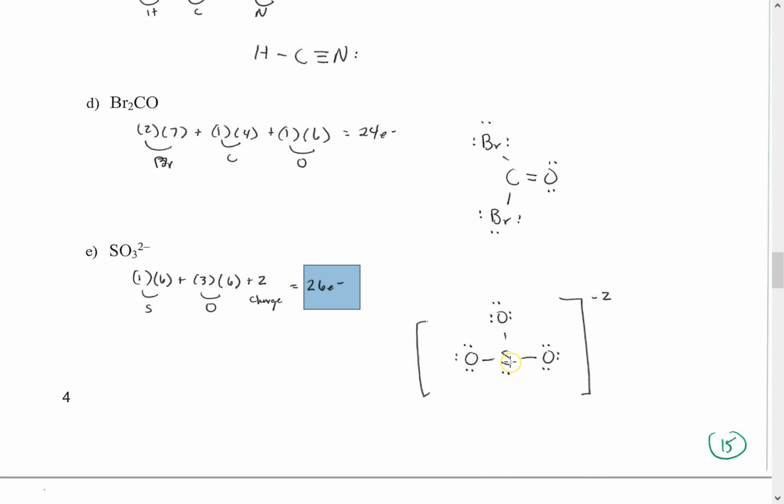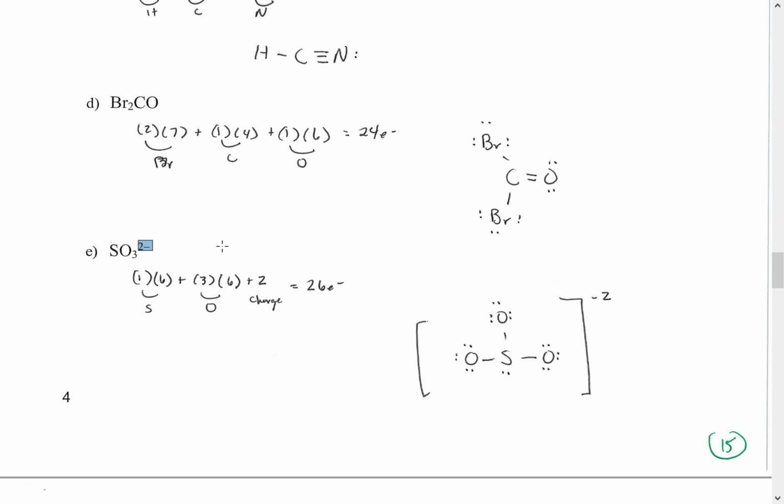So if we put sulfur in the middle, go ahead and make those sigma bonds to each of the oxygens. Go ahead and give the oxygens a complete octet by putting 3 sets of lone pair electrons around them. If you count up electrons, actually we have 2 more electrons. And so now we can put those last 2 electrons around the sulfur atom.